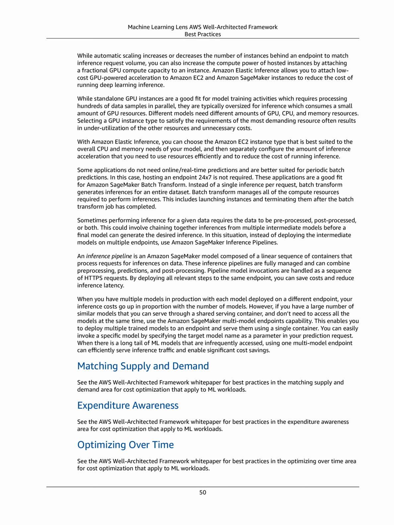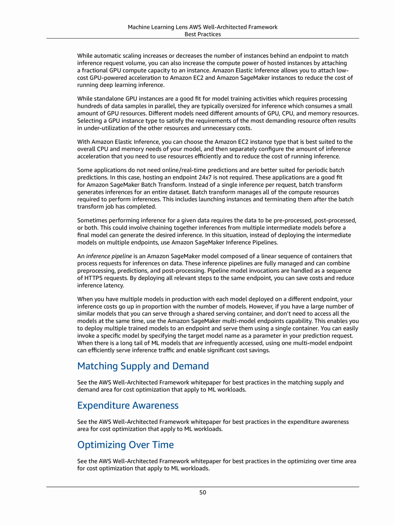Different models need different amounts of GPU, CPU, and memory resources. Selecting a GPU instance type to satisfy the requirements of the most demanding resource often results in underutilization of the other resources and unnecessary costs. With Amazon Elastic Inference, you can choose the Amazon EC2 instance type that is best suited to the overall CPU and memory needs of your model, and then separately configure the amount of inference acceleration that you need to use resources efficiently and to reduce the cost of running inference.